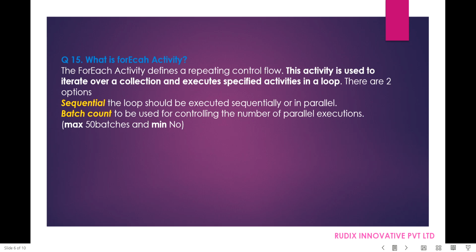What is for each activity? It defines a repeating control flow. This activity is used to iterate over a collection and execute specified activities in a loop. There are two options for each activity: one is sequential, another is batch count. Sequential means the loop should be executed sequentially or in parallel. Batch count is used for controlling the number of parallel executions. Maximum is 50 batches and minimum there is no limit.